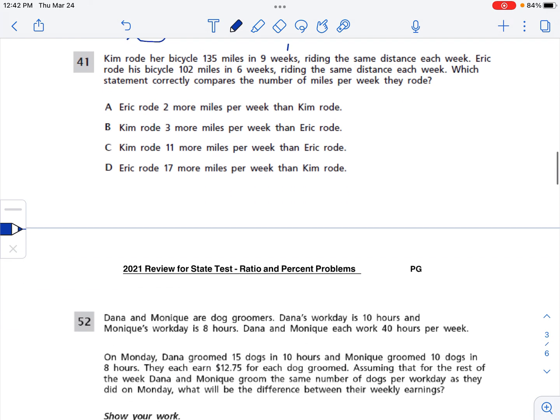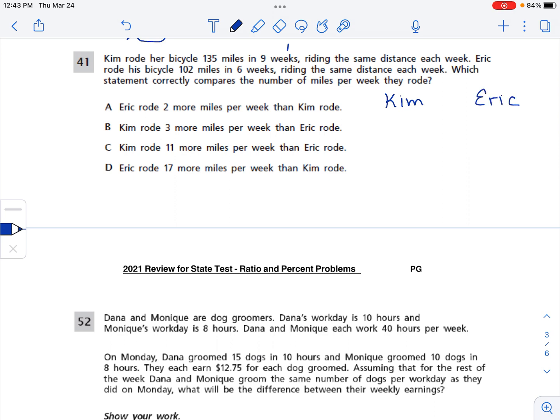All right, let's go to number 41. Kim rode her bicycle 135 miles in 9 weeks, riding the same distance each week. Eric rode his bicycle 102 miles in 6 weeks, riding the same distance each week. Which statement correctly compares the number of miles per week they rode? So it looks like they're comparing the number of miles each week. So we need to find the unit rate. So let's figure out how many miles Kim rode each week and how many miles Eric rode each week.